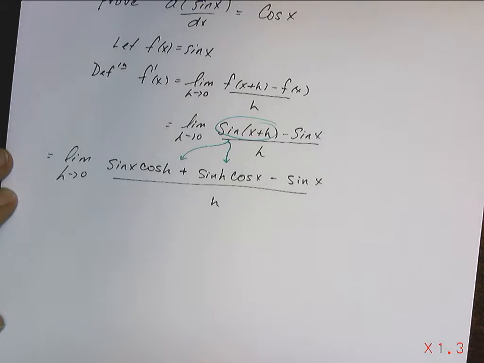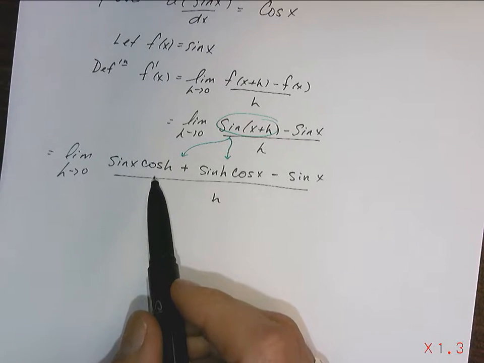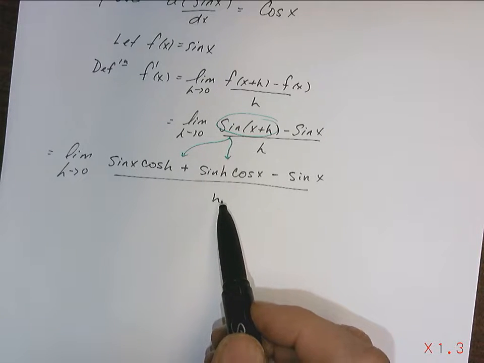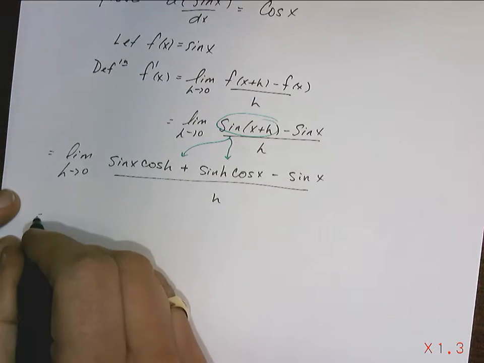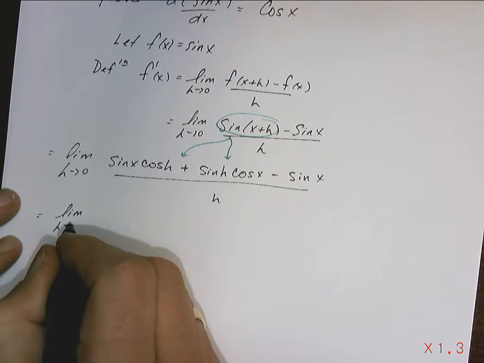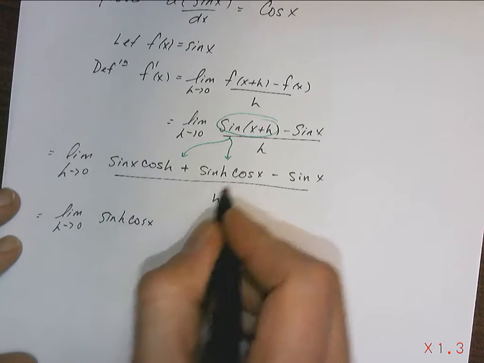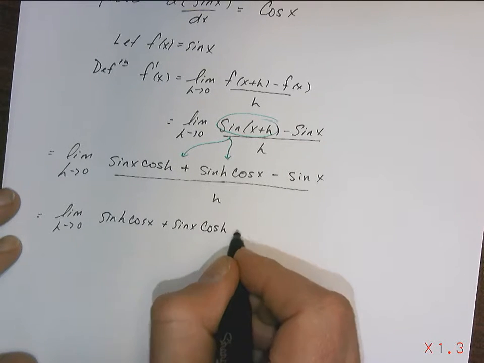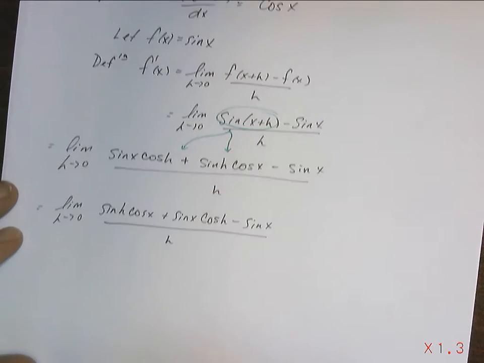Now, looking at this, I want to work this into something that I know. I see something happening here that I'm kind of excited about. Maybe you'll see it too. First of all, I'd like to rearrange these two. So I'd like to change it to the limit as h approaches 0 of sine h cos x, and then I'm going to put this one over here, plus sine x cos h minus sine x, and again all I did was rearrange these two.